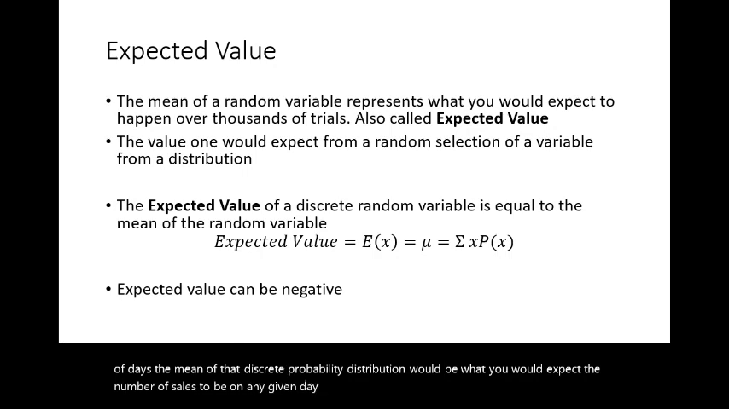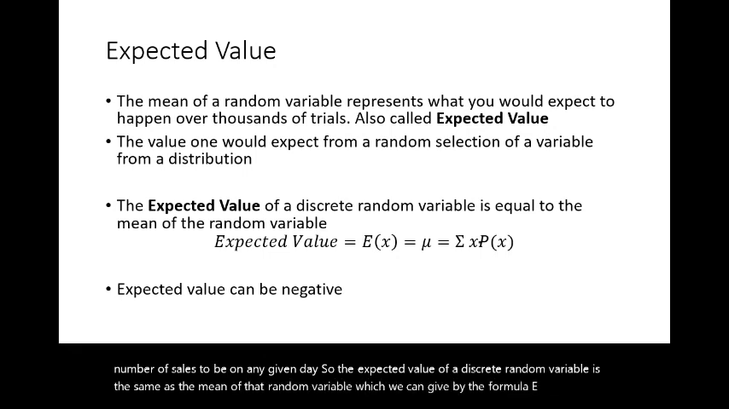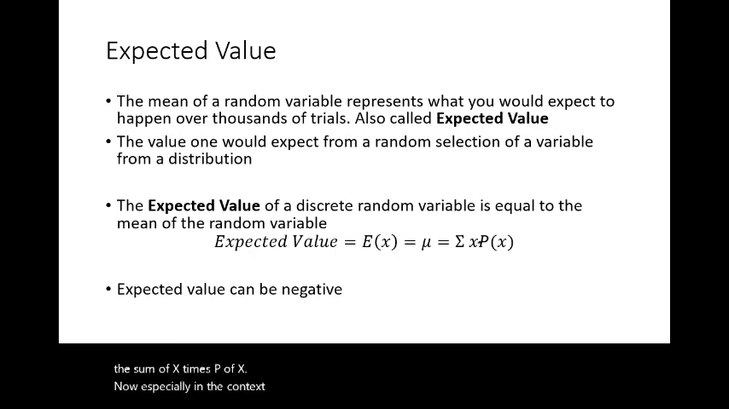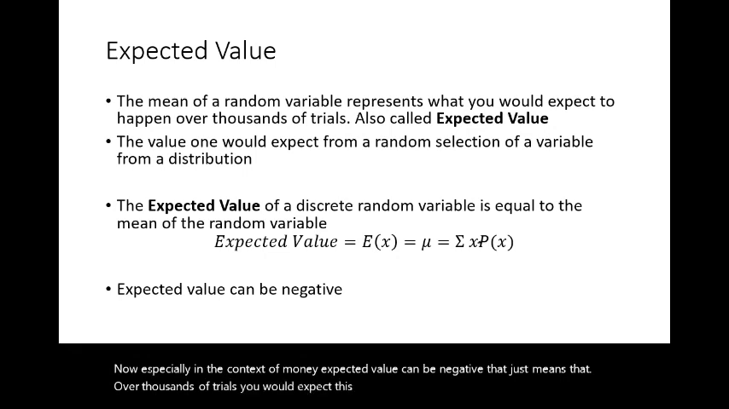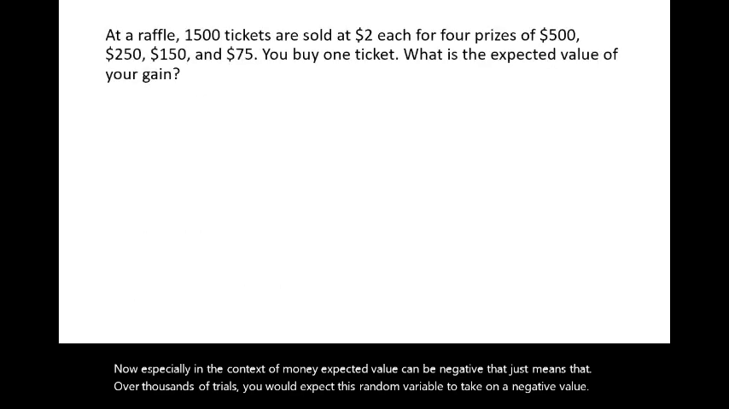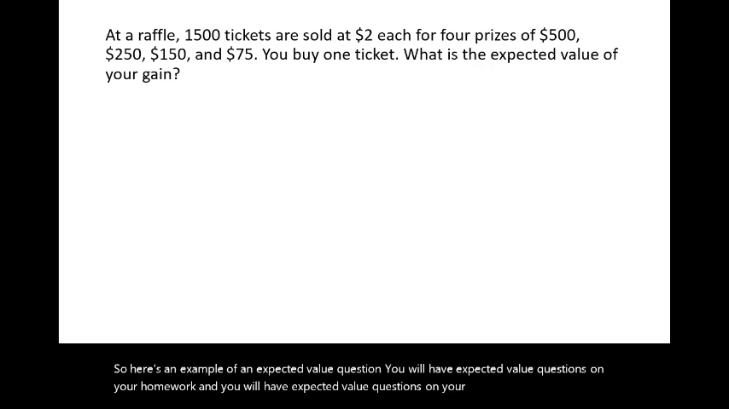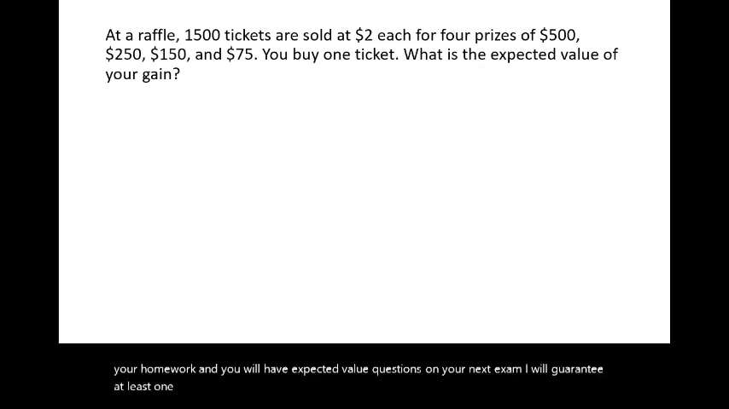So the expected value of a discrete random variable is the same as the mean of that random variable, which we can give by the formula E of x equals the sum of x times P of x. Now, especially in the context of money, expected value can be negative. That just means that over thousands of trials, you would expect this random variable to take on a negative value. So here's an example of an expected value question. You will have expected value questions on your homework, and you will have expected value questions on your next exam. I will guarantee at least one expected value question on your second exam.